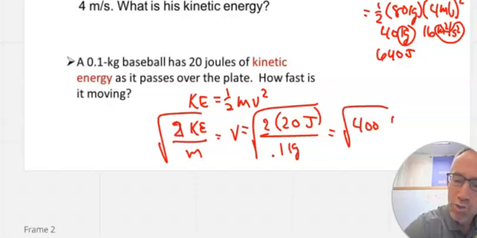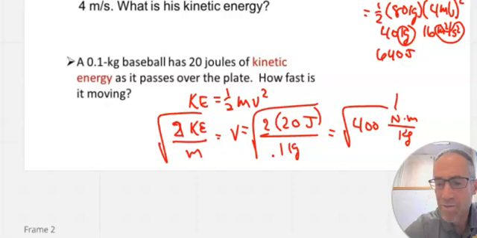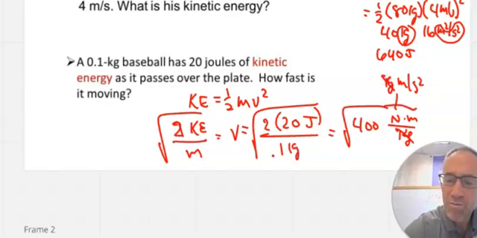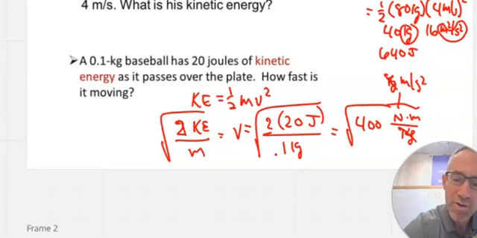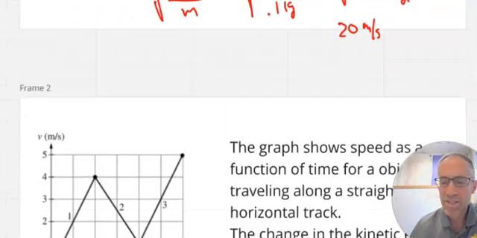How about the units? The joule is a Newton times a meter, and if I divide that by a kilogram, somebody might be tempted to leave it like that. I'm actually not going to leave it like that. I'm going to say that a Newton is a kilogram meter per second squared. The kilogram will cancel, numerator, denominator, and I'll have meters times meters, or meters squared over second squared, and I'm going to take the square root of that. Square root of 400 is 20. Square root of meters squared per second squared is meters per second. Very nice.